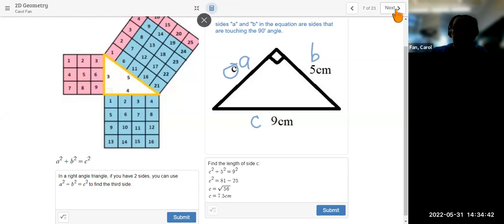When you've taken this note down, please try slide number 8. Okay, let's take up this.